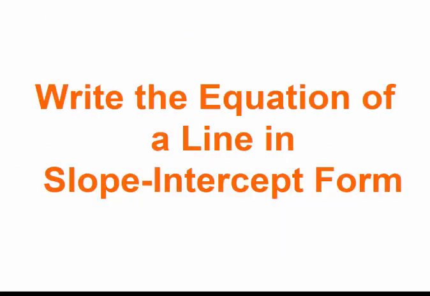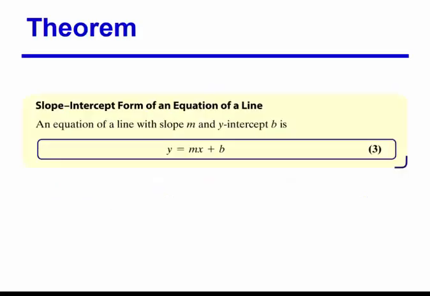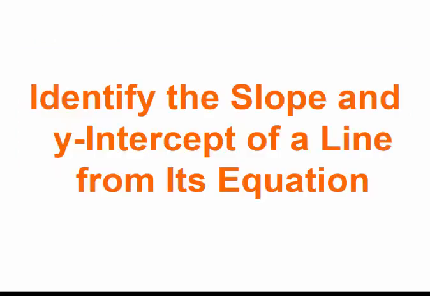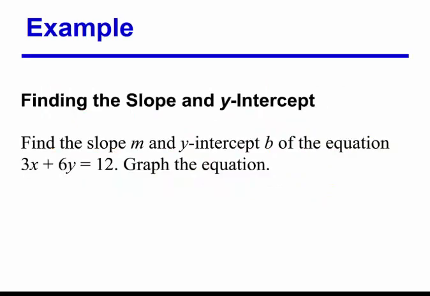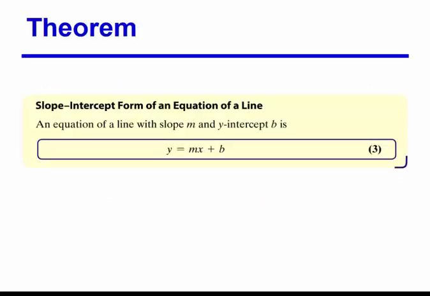Next thing is write the equation of a line in slope-intercept form, and this is my preferred way of writing it. I don't like to use the point slope. An equation of a line with the slope m and the y-intercept b is y is equal to mx plus b, where m is the slope and b is the y-intercept. And so we're going to identify the slope and y-intercept of a line from its equation. Again, in class I will show some examples of how, instead of using the point slope, we can use the slope-intercept form.